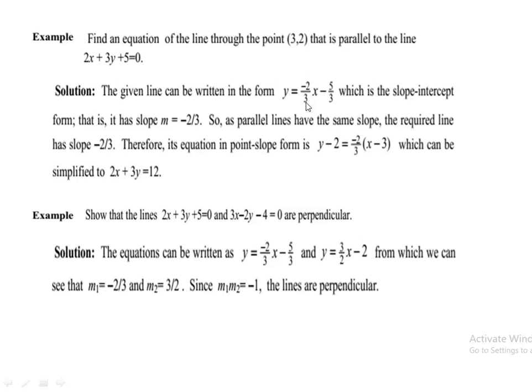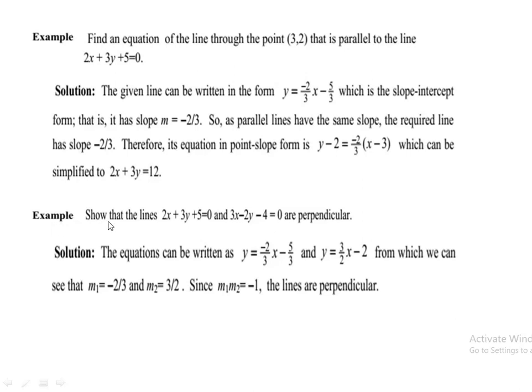So for a parallel line, from the given we have slope -2 over 3. If two lines are parallel, they have the same slope, so the required line has slope -2 over 3. Therefore, the equation in point-slope form is y minus 2 equals -2 over 3 times (x minus 3). This can be simplified as 2x plus 3y equals 12.